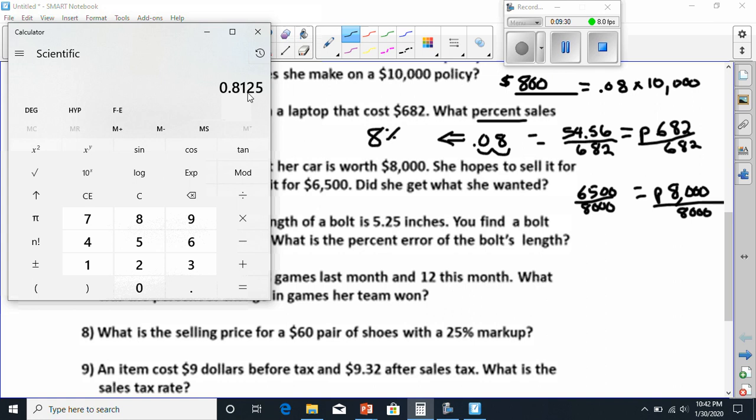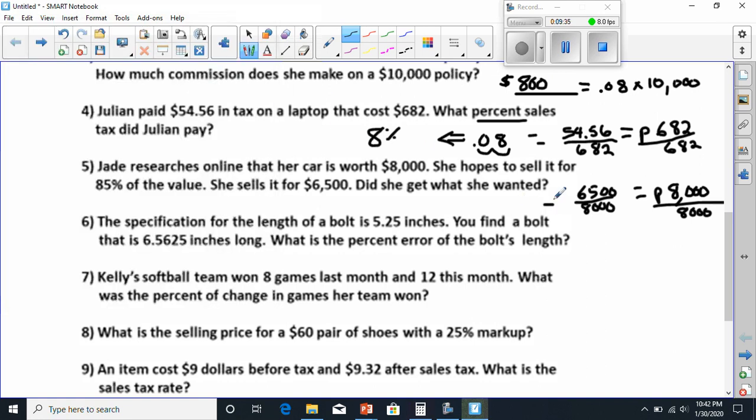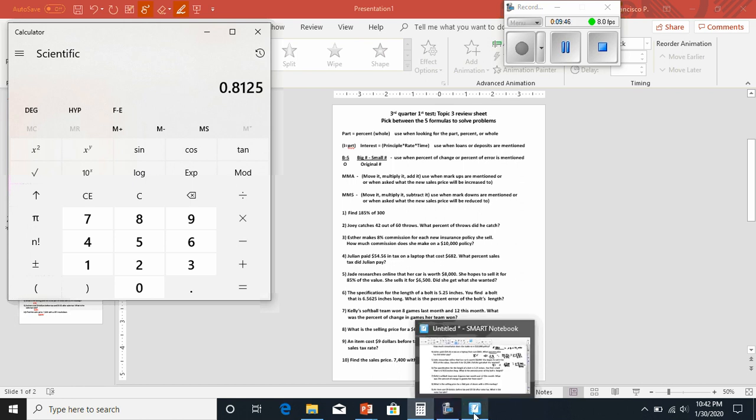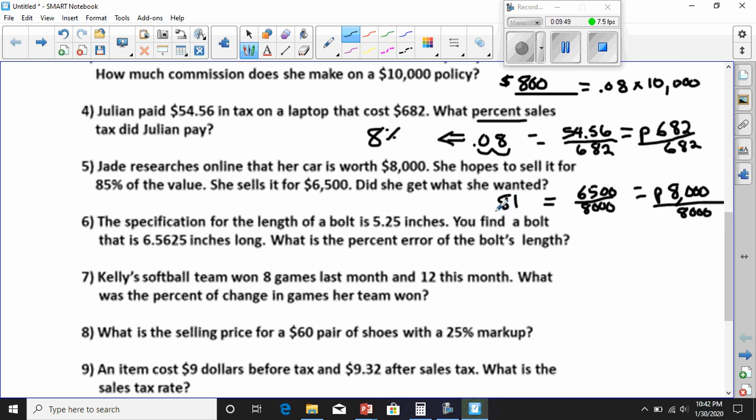Remember, we got to move this decimal over twice. So it doesn't round up higher, it'll be 81%. I think that the answer was 0.8125. Okay, 0.8125. So when we move it over twice, it's going to give us 81%. Now, the question was, did she get what she wanted? Well, she wanted 85% of the value, so she did not get what she wants. The answer is no, she did not.